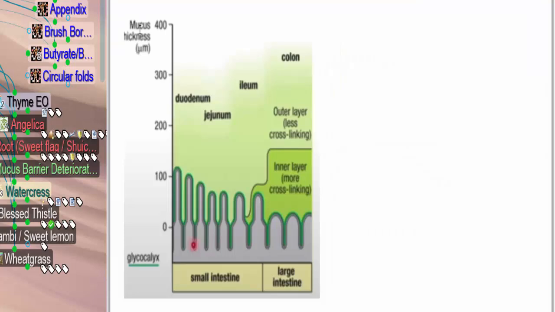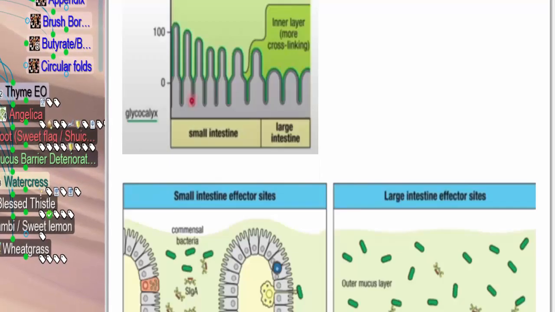This diagram shows the thickness, and at the bottom you see it says small intestine, and we see that it thins out around the 300 mark. We've got it through the duodenum, the jejunum, and the ileum. Those are all parts of the small intestine. But when we get down to the colon, the large intestine, there's a lot more mucus. There's an inner layer that's quite thick and an outer layer that has less linking.